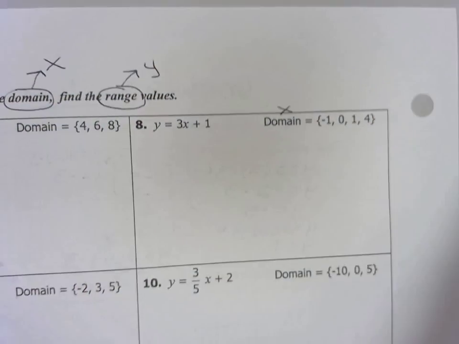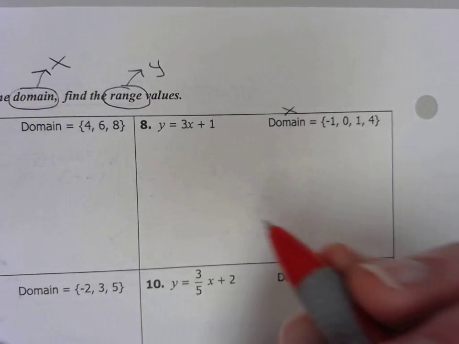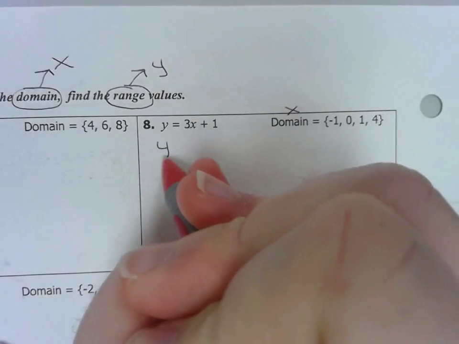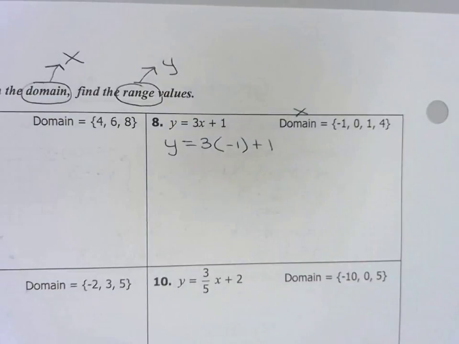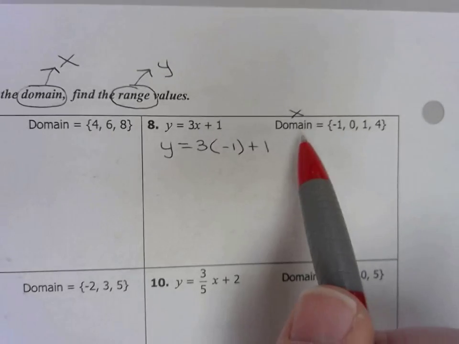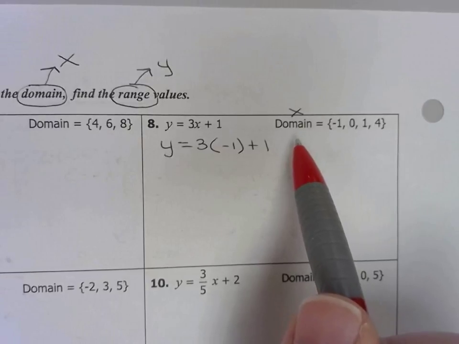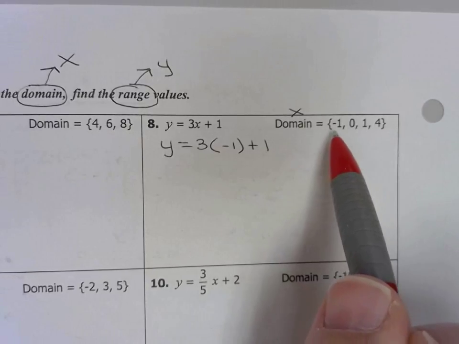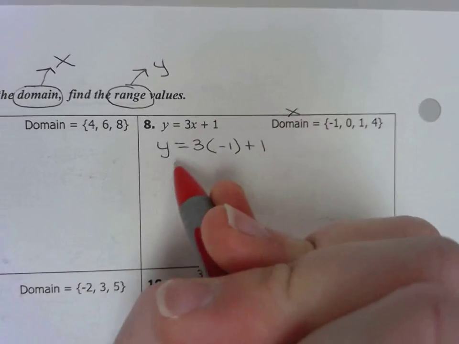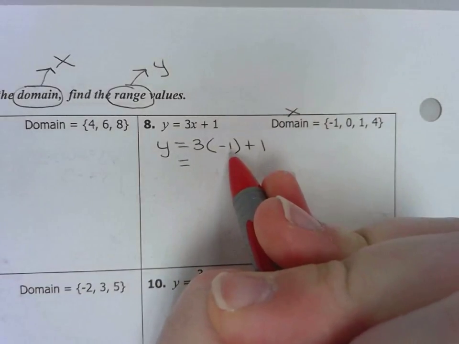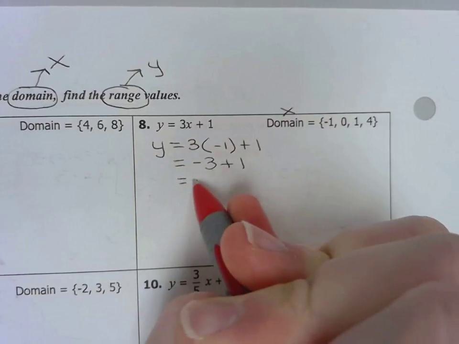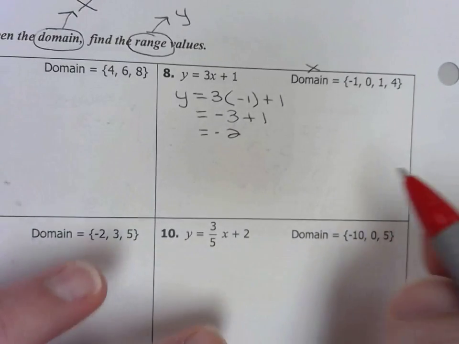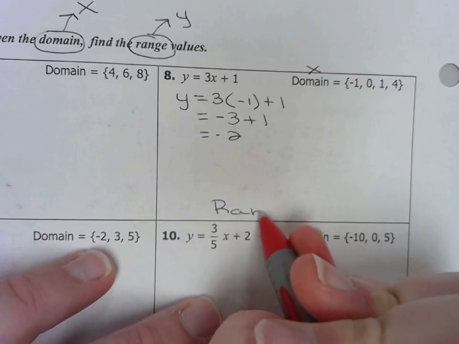So we're going to take my domain. You can make a table if you want to, but you don't necessarily need to. We are going to start plugging in my domain. Those are my x values. I plug them in for x. It is the same process, except the directions look different. So I take my x values and plug them in where x is. So 3 times -1, -3 plus 1, -2.